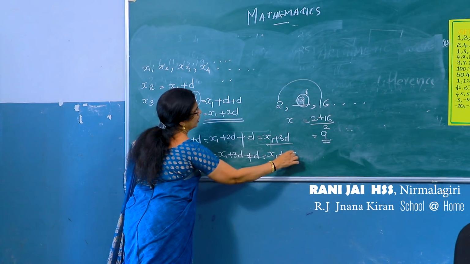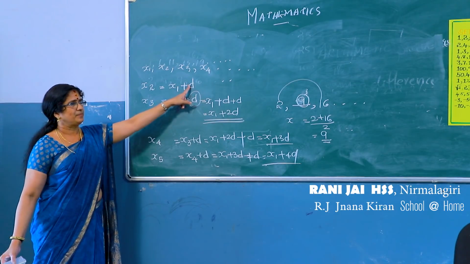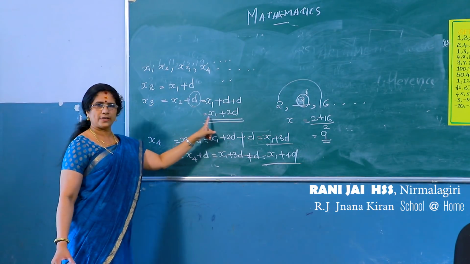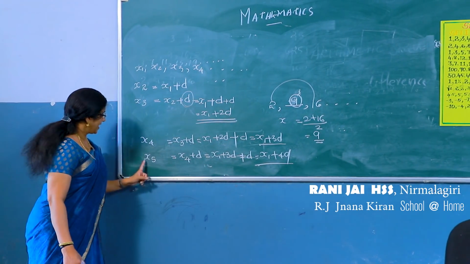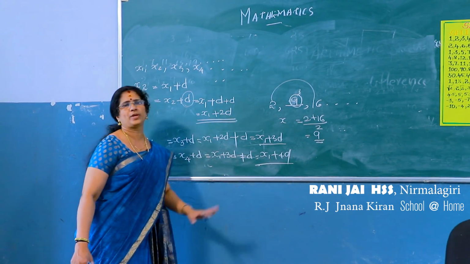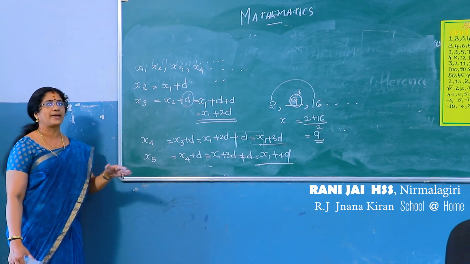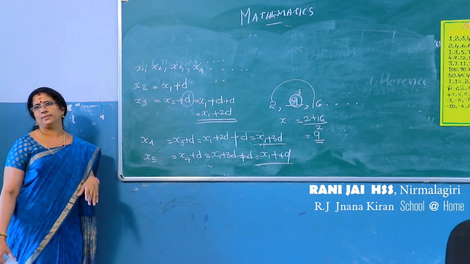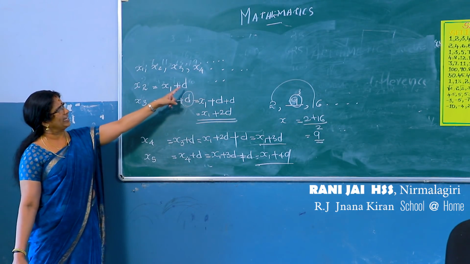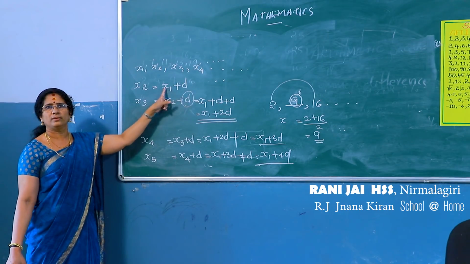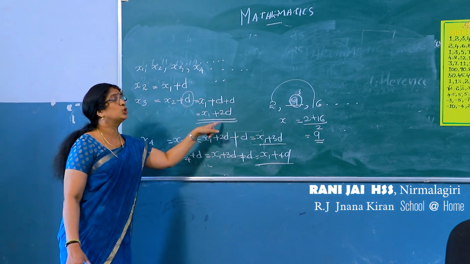Now look at this children, observe this. x2 is equal to x1 plus d, x3 is equal to x1 plus 2d, x4 is equal to x1 plus 3d, x5 is equal to x1 plus 4d. In all these cases, I express x2, x3, x4, x5 all in terms of x1. Now, when it is x2, how many times is d to be added to x1? One time.